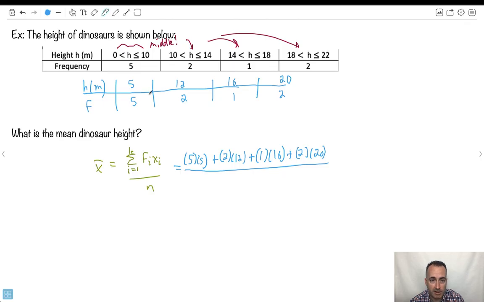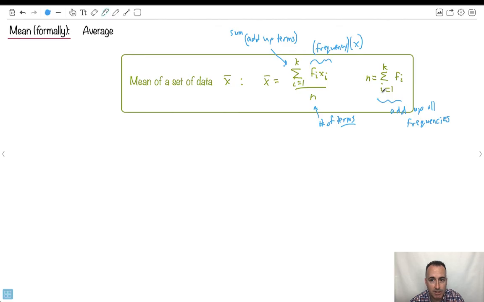Well, there's 5 plus 2 plus 1 plus 2. These are the frequencies, right? So does that make sense why it's 5 plus 2 plus 1 plus 2? And we've actually done this. Do you see where we even said n is just the sum of all the frequencies? Look, didn't I add up all the frequencies? That's what that equation said. N is add up all the frequencies.